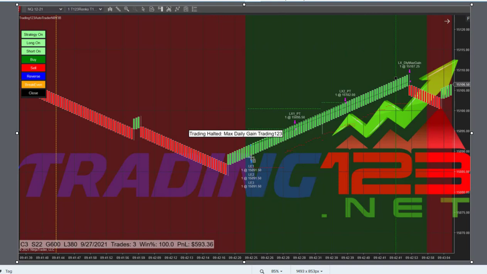As you see here, we get long, and up it goes, hits first profit target, second profit target, and then the max daily gain is hit minus commission, $593 in another trade that lasted about a minute and a half, 2 minutes. So that's how the AutoTrader works.